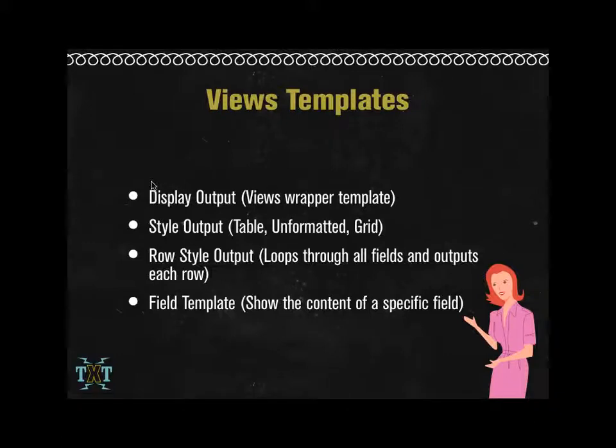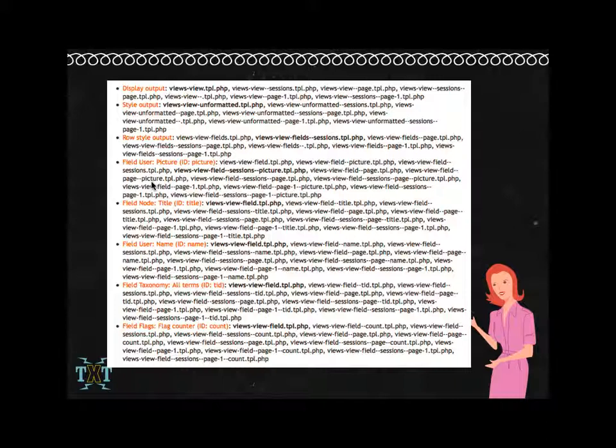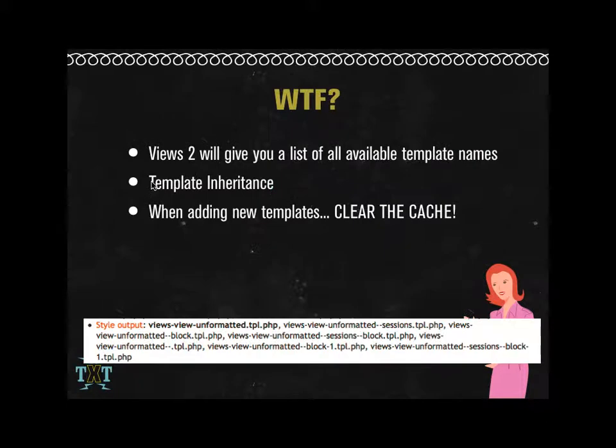Okay. So if you go to views and you click on the little theming button at the bottom of the view settings, it'll output a bunch of text and show you, hey, these are the possible templates that you can use for this view, and WTF, where do I go from here?